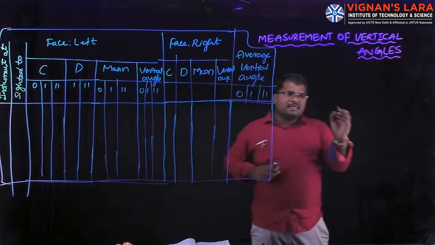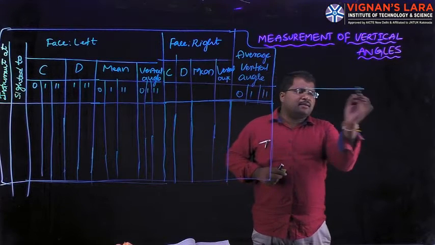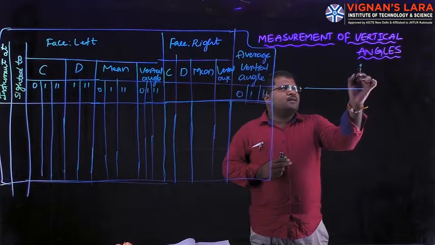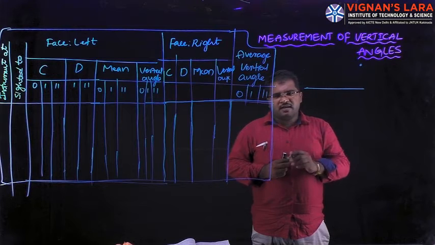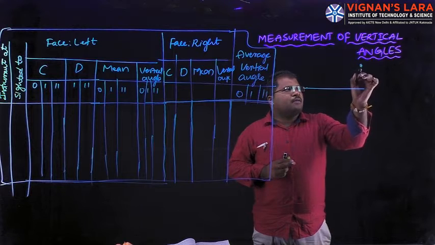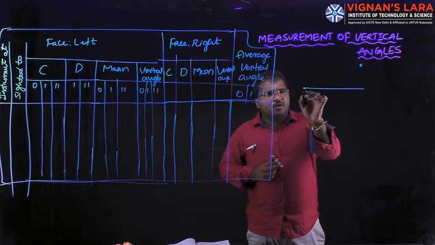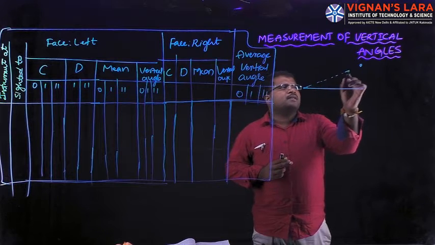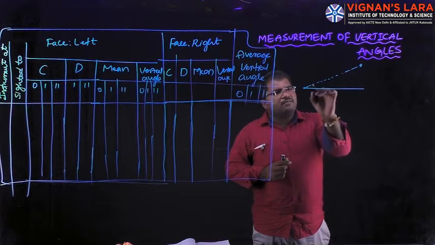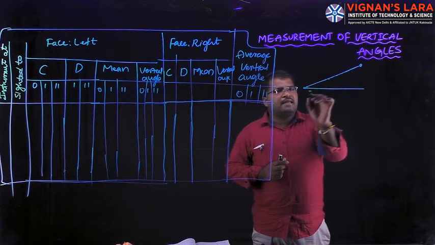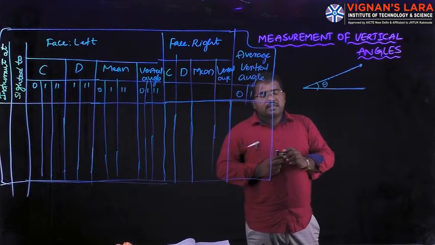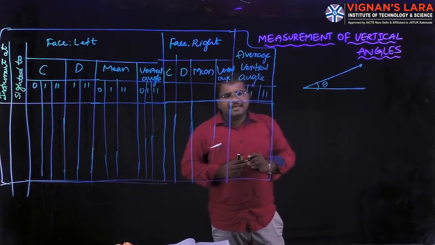A vertical angle is the angle a particular object makes above the horizontal. If it is the horizontal plane, and a particular object is above this horizontal plane, suppose I have an object here, from this point I am going to sight this particular object. This is called the line of sight. If this line of sight makes an angle with the horizontal plane, that angle is called the vertical angle.